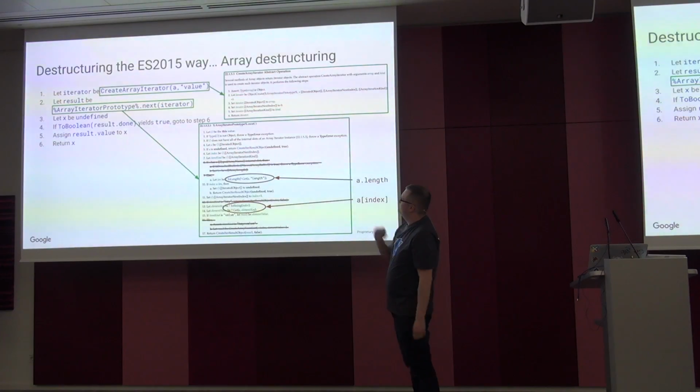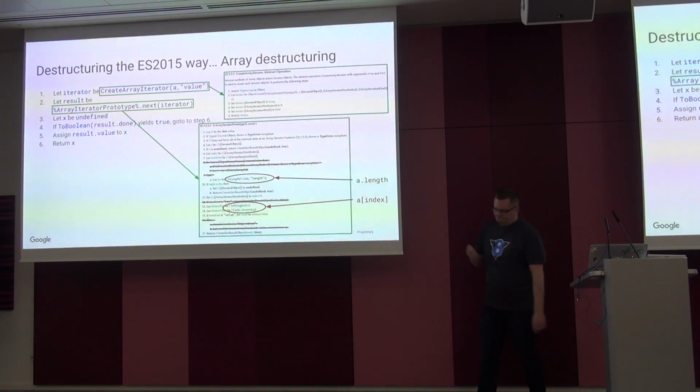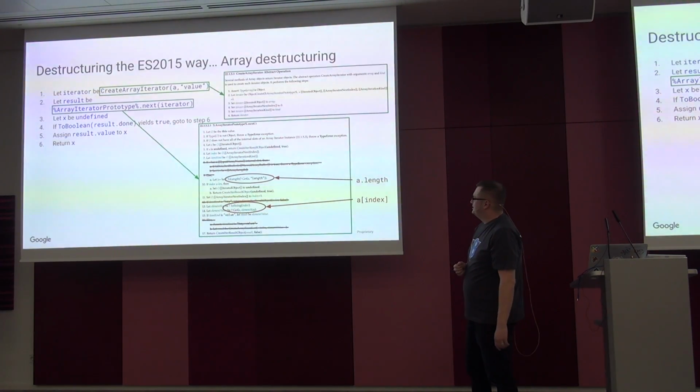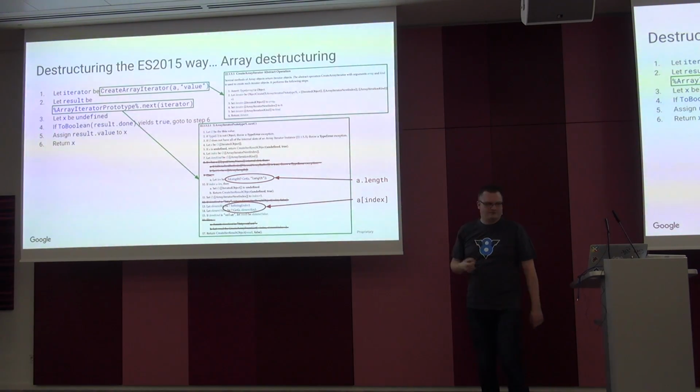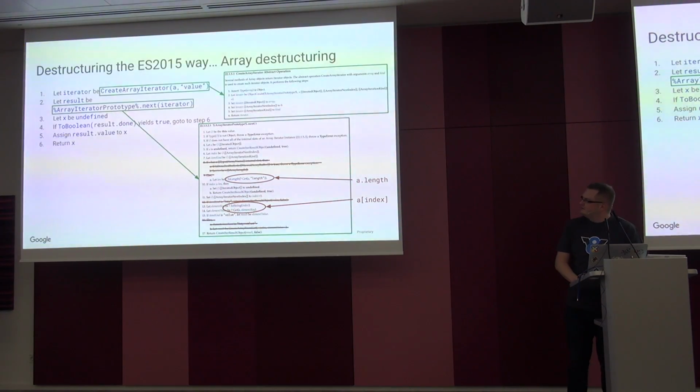Namely, we access the length property of A, which is just as if you would write A.length. And we access the index of A, so we access the property of A whose property name is toString of the index. So the array property, basically, the array element at that index. Okay, that's something we can deal with.